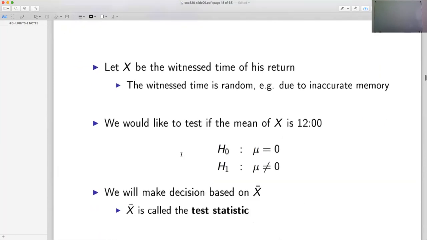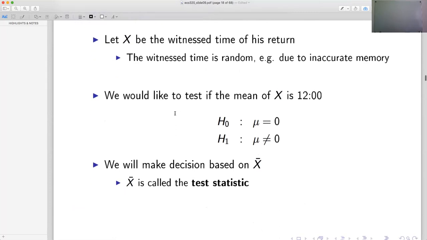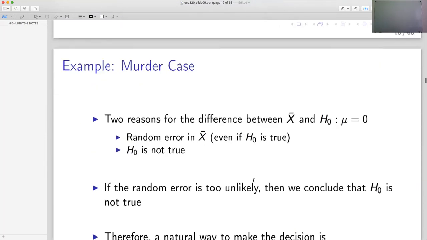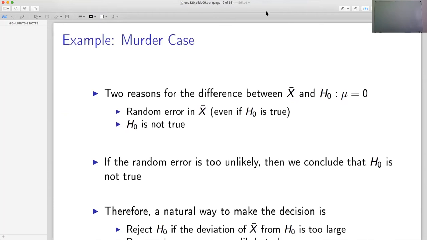So let X be the witnesses' time of the return. The witness time is random, due to inaccurate memory. So I just made this up. We would like to test if the mean of X is 12 a.m. So our null hypothesis is this, and the alternative is not. We will make a decision based on X bar, that is the mean of X. X bar is called the test statistic.